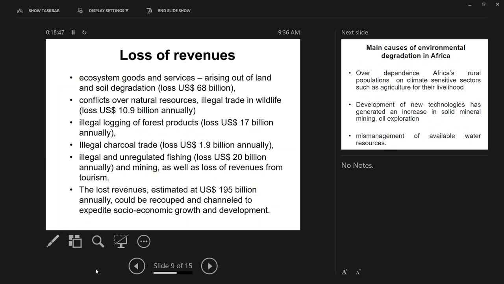Illegal charcoal trade, which is a major challenge in Africa, is estimated at about 1.9 billion annual loss in revenue. Illegal and unregulated fishing, a loss of $20 billion US annually, and mining, as well as a loss of revenue from tourism. The loss of revenue is estimated at a total of 195 billion annually, that could be recovered and channeled to expedite socio-economic growth and development.